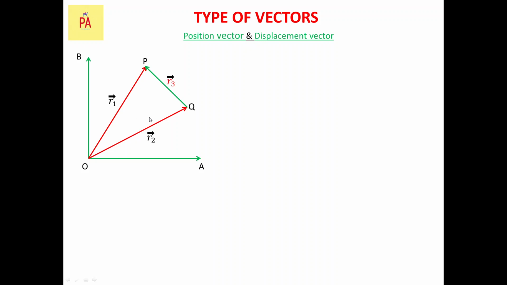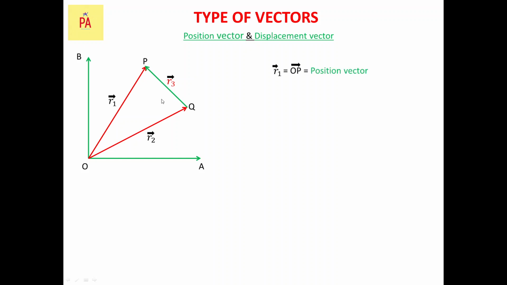Then the difference between these 2 points, that is R3. That means if I draw a vector from point Q to point P, this represents your displacement vector. That means the body displaced from point Q to point P. So this represents your displacement vector, which I have represented as R3.